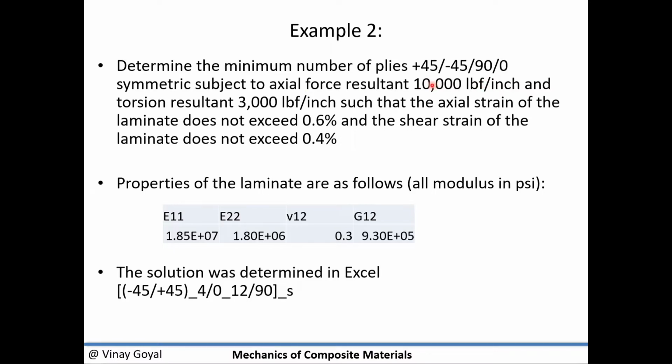Notice how NXX has already been integrated through the thickness, and it's a stress resultant. We can also apply shear loading. It's telling us that a shear loading is applied of 3,000 pounds per inch, and this is basically your NXY. And it's asking that the axial strain of the laminate not exceed 0.6%, and the shear strain not exceed 0.4%. So that's a question being asked, and it's telling us, what is the minimum number of plies I need for each of these things?